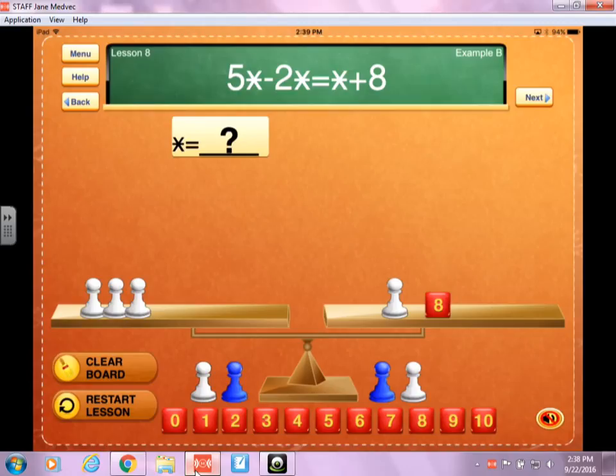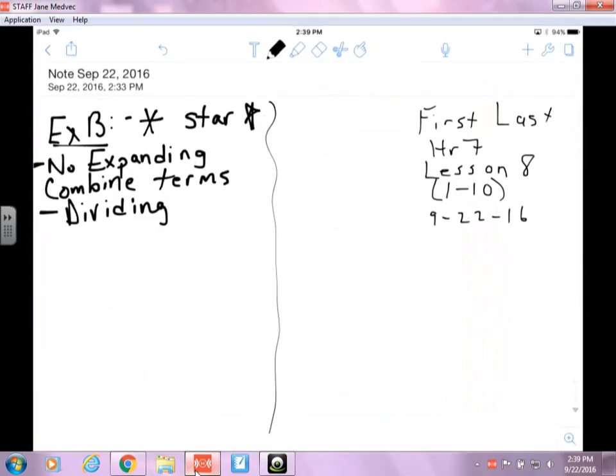Again, you are not using your iPads. You are just doing this on your paper right now. Okay, so now I'm going to go back, and this is what it should look like. So I had 5 star minus 2 star equals star plus 8. And then underneath that, you should have 3 star equals star plus 8. So there's that combined like terms.